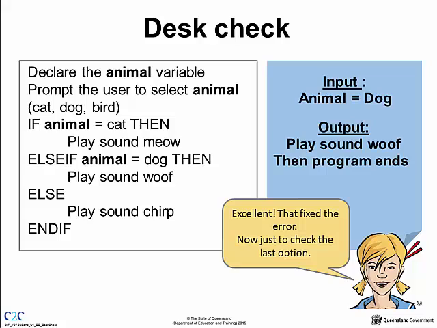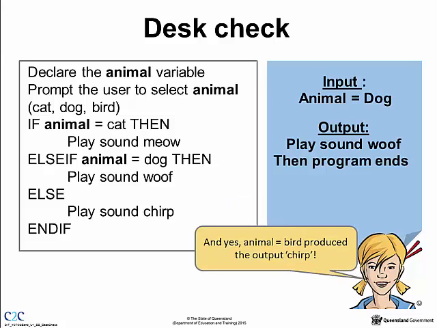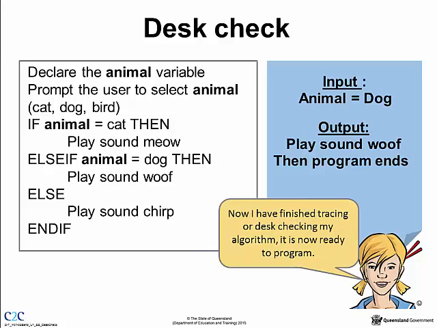Excellent. That fixed the error. Now, just to check the last option. Have a go and see if the animal equals bird produces the output sound chirp. And yes, animal equals bird produces the output chirp. Now I have finished tracing or desk checking my algorithm. It is now ready to program.